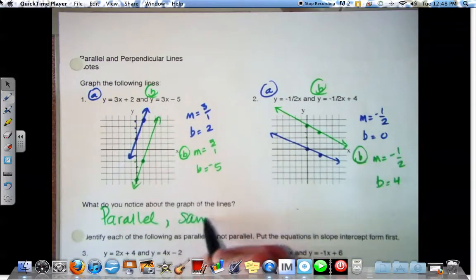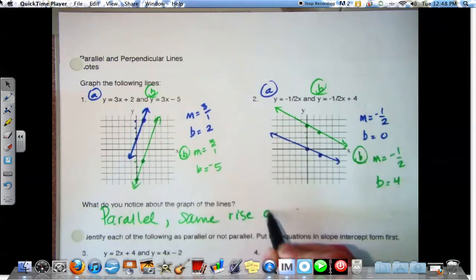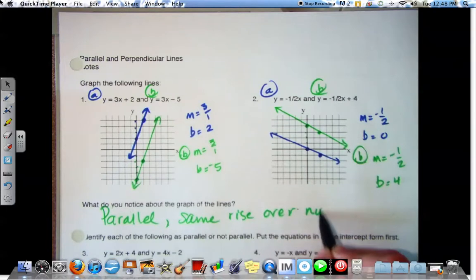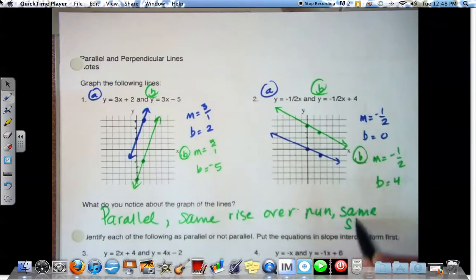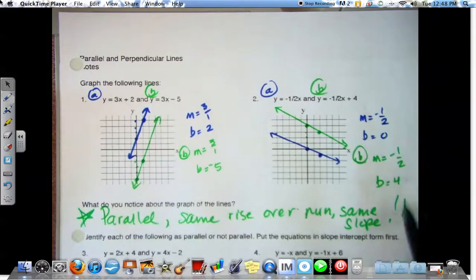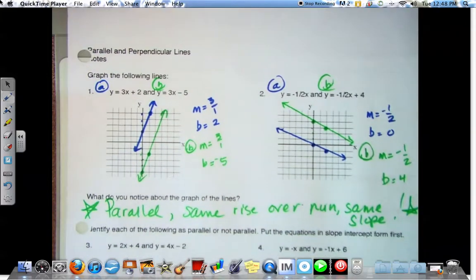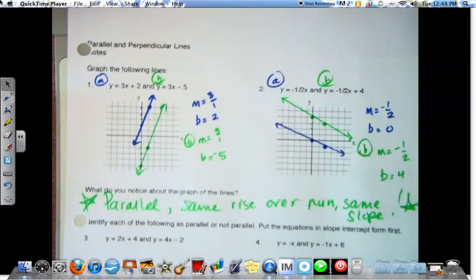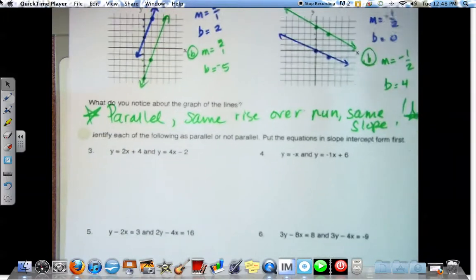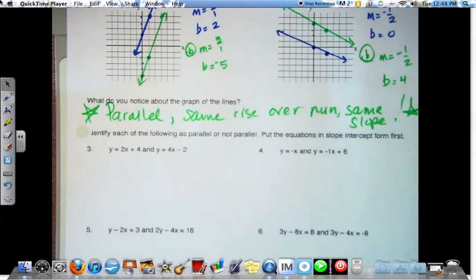So, parallel lines always have the same rise over run or the same slope. This is what makes them parallel. So instead of always graphing them, we can simply look at the equations, and if the slopes are the same in the equations, then we'll know that they're parallel.